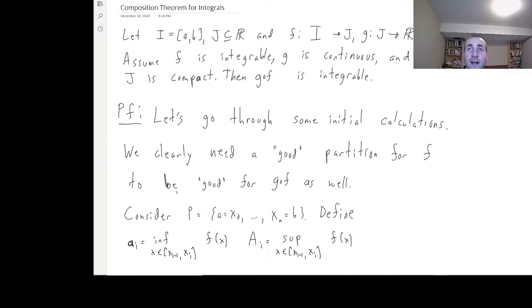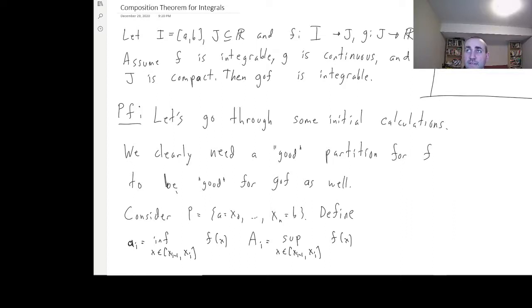I fix two subsets I and J of the real numbers, and I fix two functions, one f from I to J, the other g from J to R. I'm going to assume that f is integrable, g is continuous, and that J is compact. And the conclusion of the theorem is that the composition g composed with f, which goes from I to R, is itself integrable.